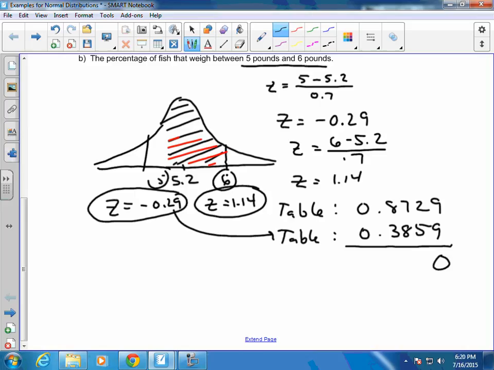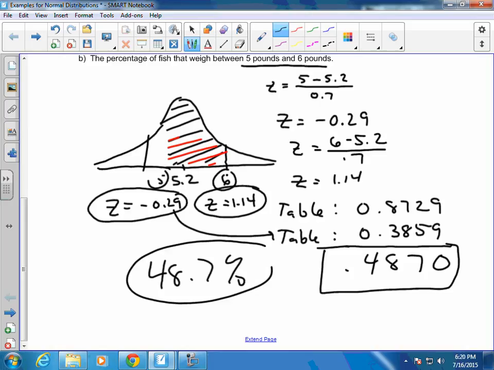So here, 0.8729 minus 0.3859 is 0.4870. If it wanted a percentage, I guess we could say 48.7% of the fish in this population would be between 5 and 6 pounds. The more problems like this you do, the quicker you are using the table.